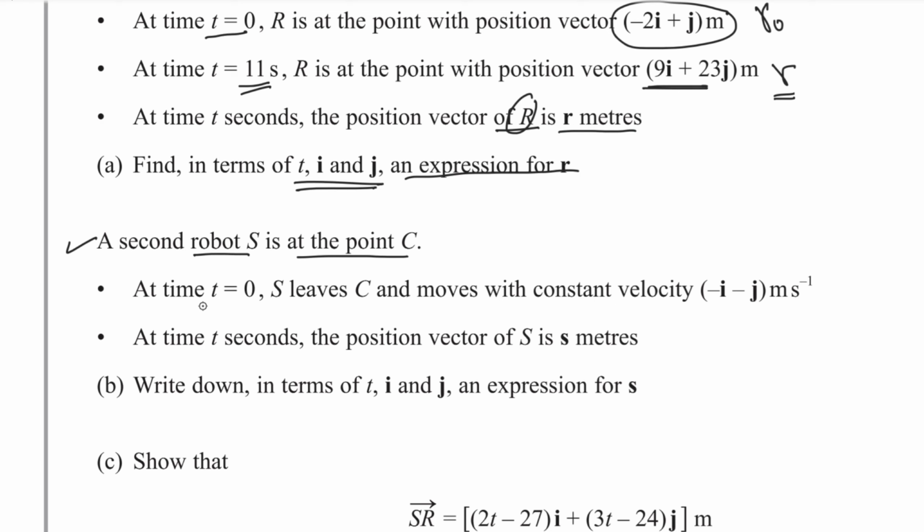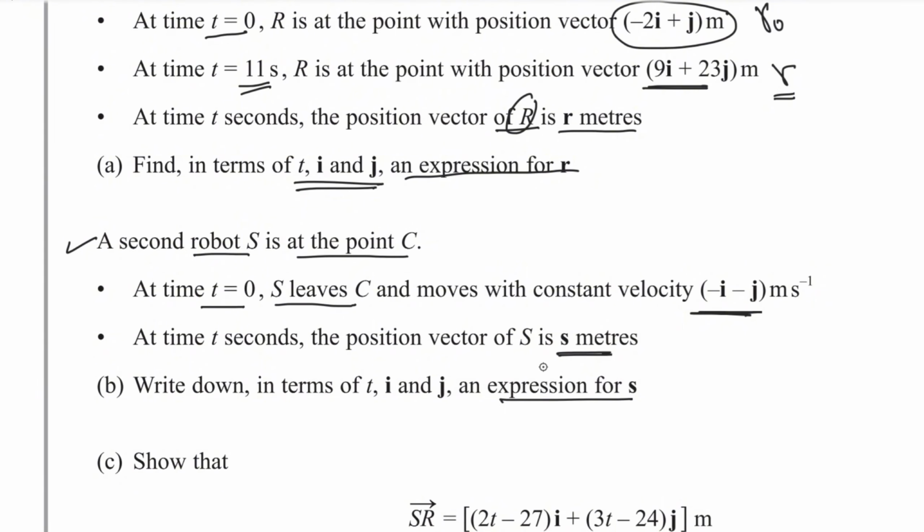At time t equals 0, S leaves C and moves with constant velocity. Here velocity is given there. At time t seconds, the position vector of S is S meters. Write down in terms of t, i and j an expression for S. It means you need to find the vector equation of this point S.